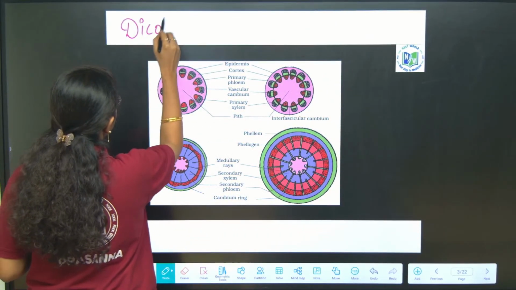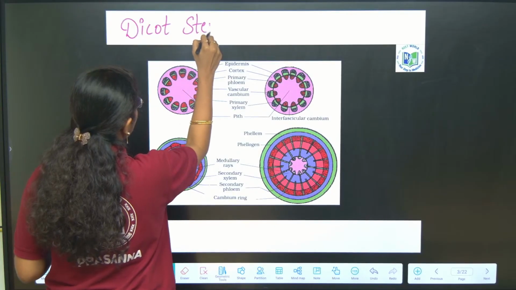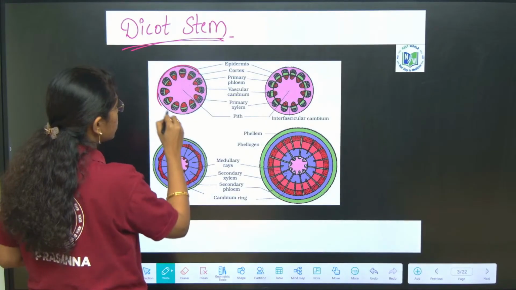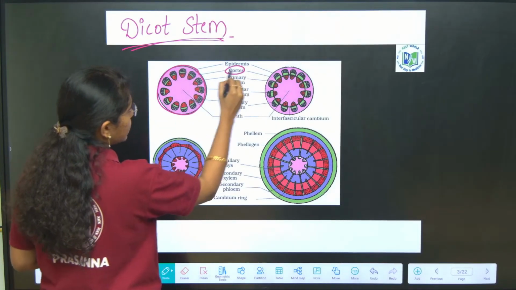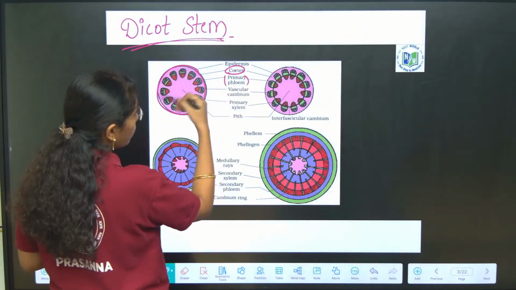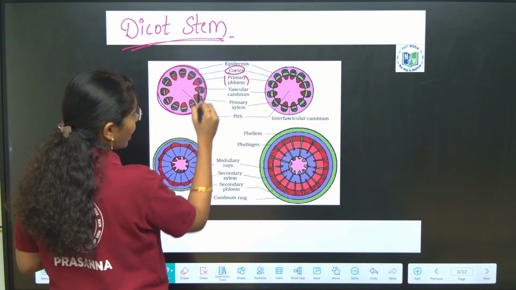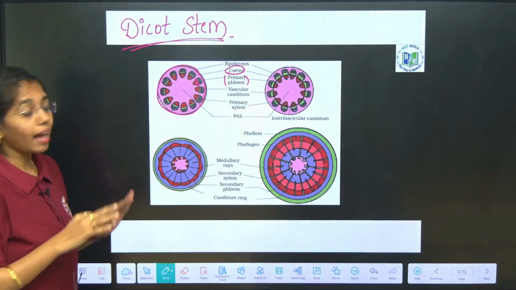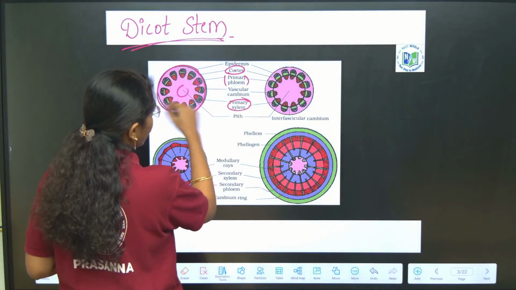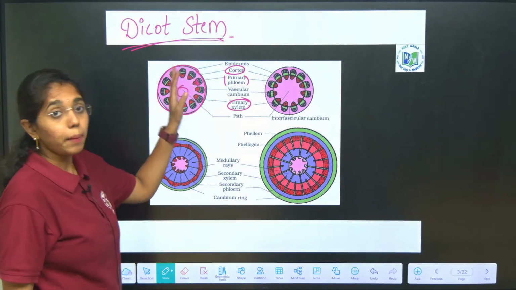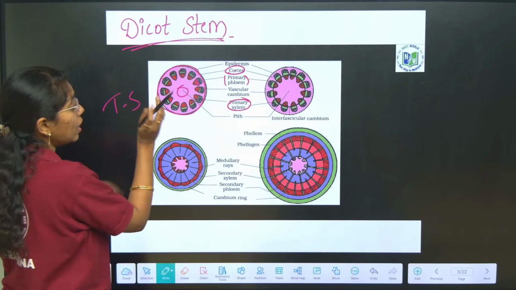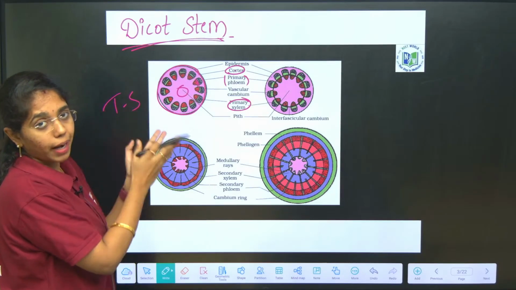Dicot stem secondary growth. Here you see first the epidermis region followed by the cortex region, and then in the stele region you have primary phloem at the periphery followed by vascular cambium, that is intrafascicular vascular cambium, and primary xylem, and at the center pith. This is the transverse section of the primary plant body, that is the primary stem.